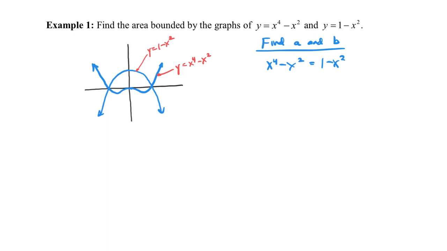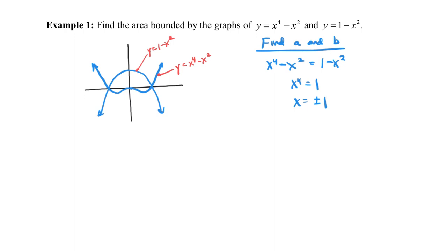You can see right away that if I add x squared to each side, the negative x squareds go away, and I'm just going to get x to the fourth equals 1. There's two solutions here, right? If you take the fourth root, being even, I'm going to get plus or minus the fourth root of 1. So from here we get x equals plus and minus 1, which means that a is -1 and b is 1. So we're going to integrate from there.